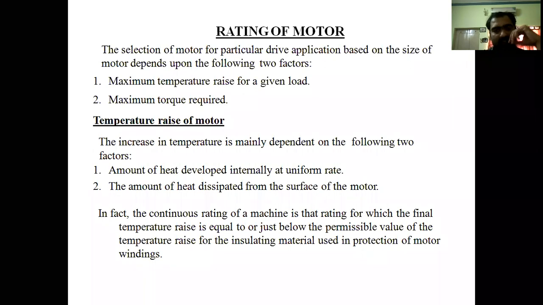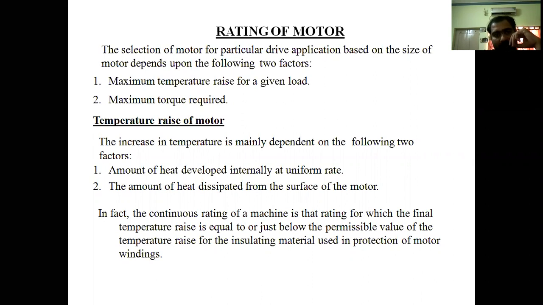Just as an example, if you consider a motor at no load condition, then what will happen to the temperature rise? It will just transfer from the outer part to the insulation point. If you keep a load on the motor, then what will happen? The temperature is going to rise at the windings. These things are going to happen depending on your given load, and it also depends on how much torque is going to be required.